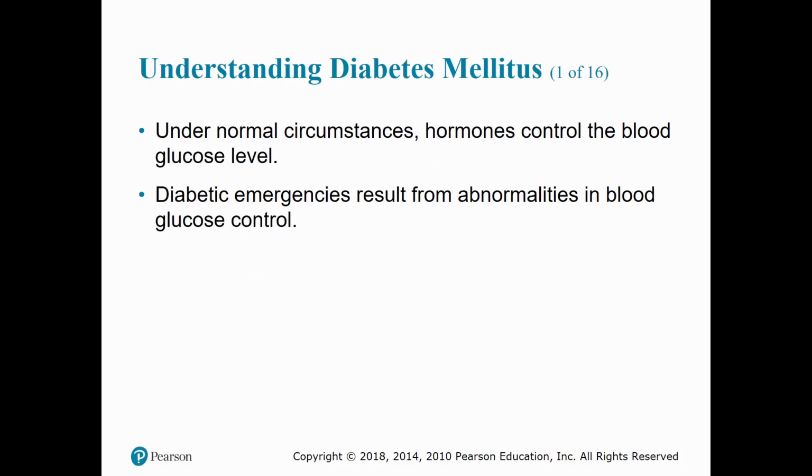Under normal circumstances, hormones control the blood glucose level. This hormone is known as insulin, and it is released by the pancreas. When a patient has a diabetic emergency, it is due to the body no longer being able to control the blood sugar level, or the blood glucose level, because of abnormalities of the pancreas.